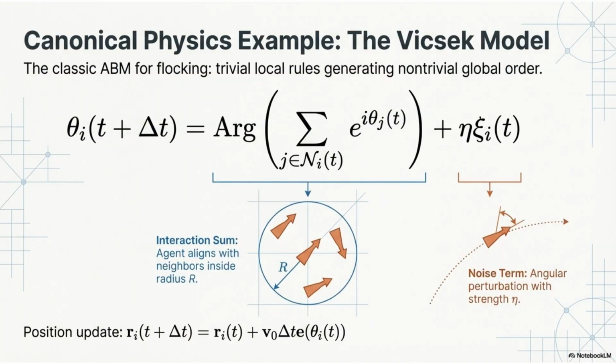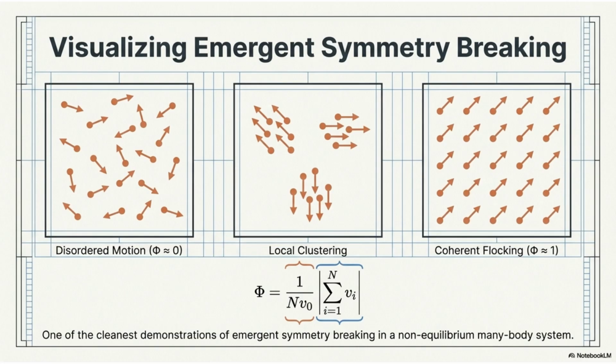A canonical physics example is the Vicsek model for flocking. Trivial local rules, such as alignment with neighbors and a noise term, generate non-trivial global order. The Vicsek model provides a clean demonstration of emergent symmetry breaking. Starting from disordered motion, local clustering eventually leads to coherent flocking, where the order parameter approaches 1.